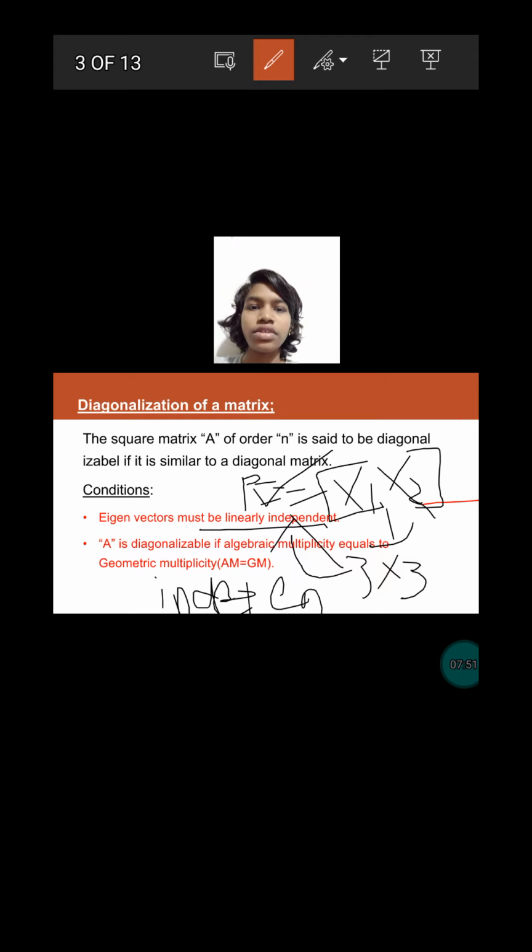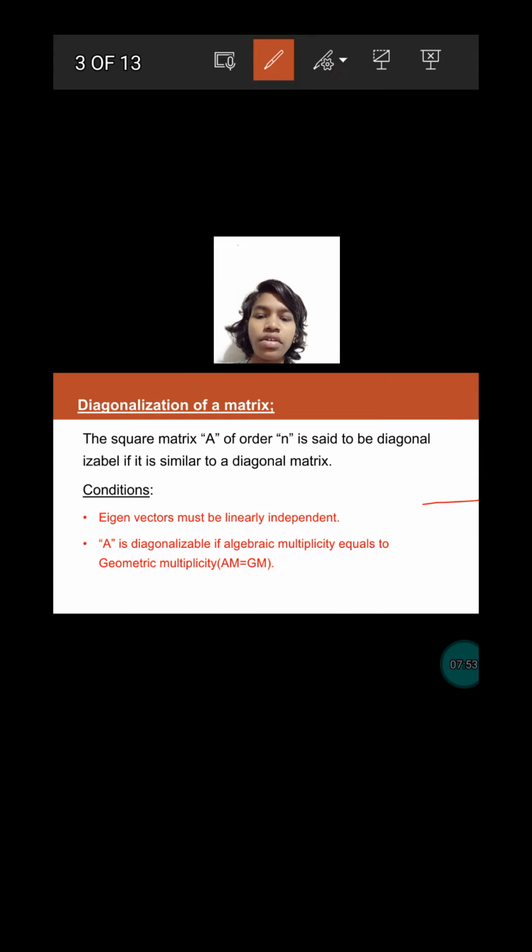I think it's clear. Now go through the second point. A is diagonalizable if algebraic multiplicity equals geometric multiplicity. What actually is meant by algebraic multiplicity? Let us know.